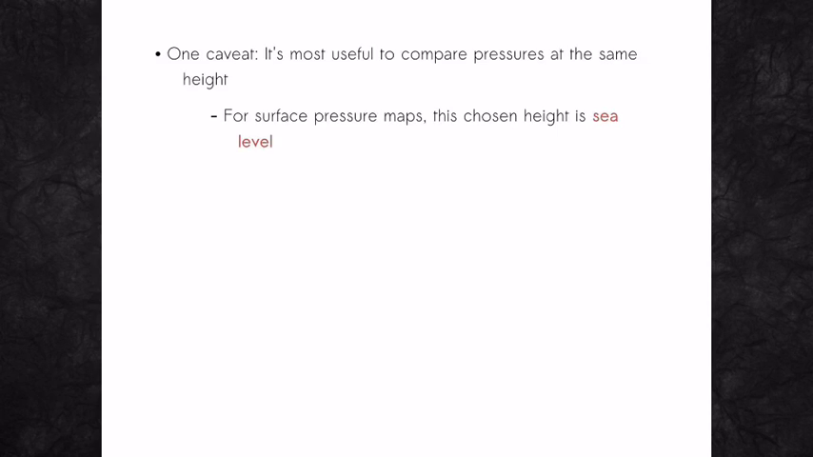And when we're drawing our surface pressure maps, the height that we choose to compare the pressures at is actually sea level. They're often referred to as sea level pressure maps. So if we have a surface pressure map, it's actually pressure at sea level.